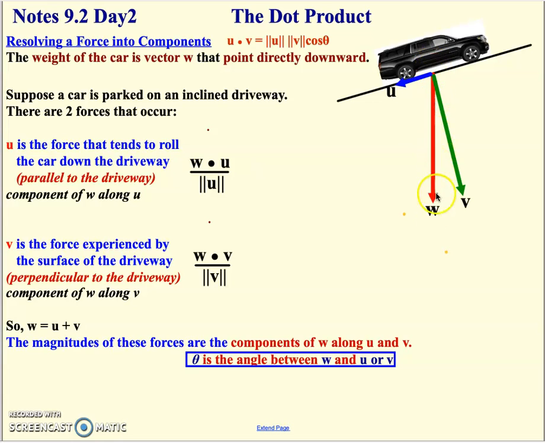So the weight of the vehicle is the red vector. What we're trying to figure out is how much of its force is applied parallel to the driveway and perpendicular. Well, so far we've been basically looking at force applied to an object that moves it across a flat surface or horizontal.